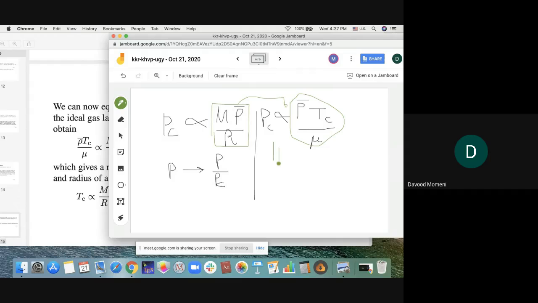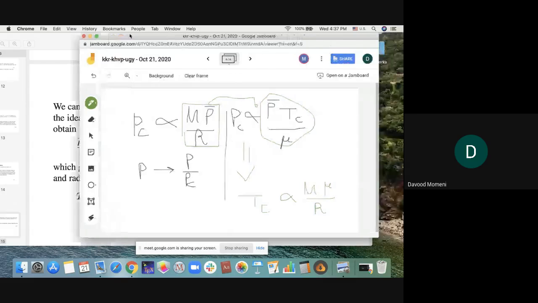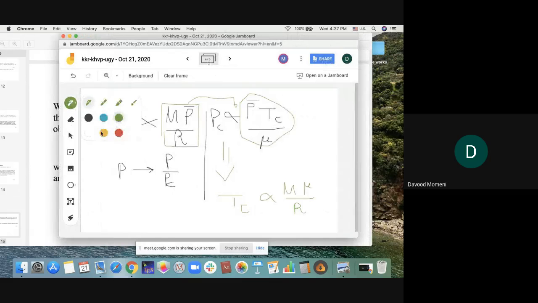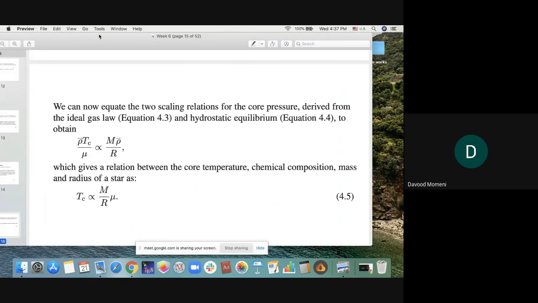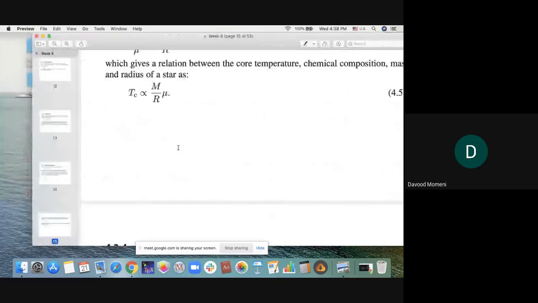Then you can see that those two expressions should be equal to each other. M rho bar over R should be rho bar Tc over mu. So it gives you Tc. Tc will be proportional to M mu over R. All right. Any questions you have?